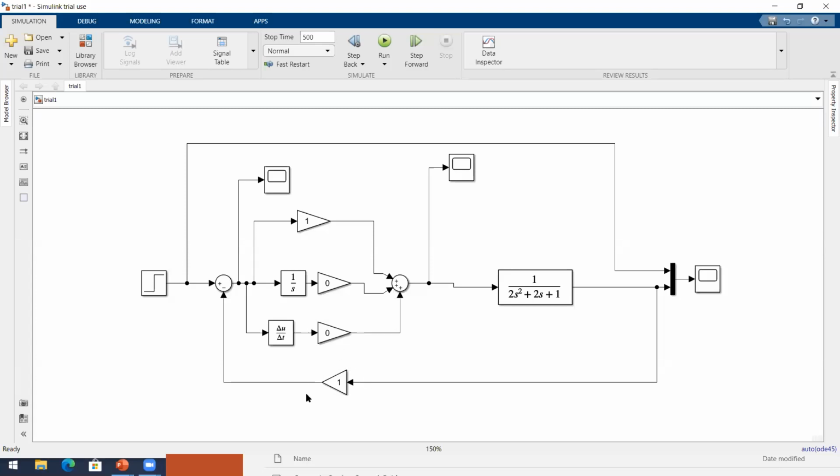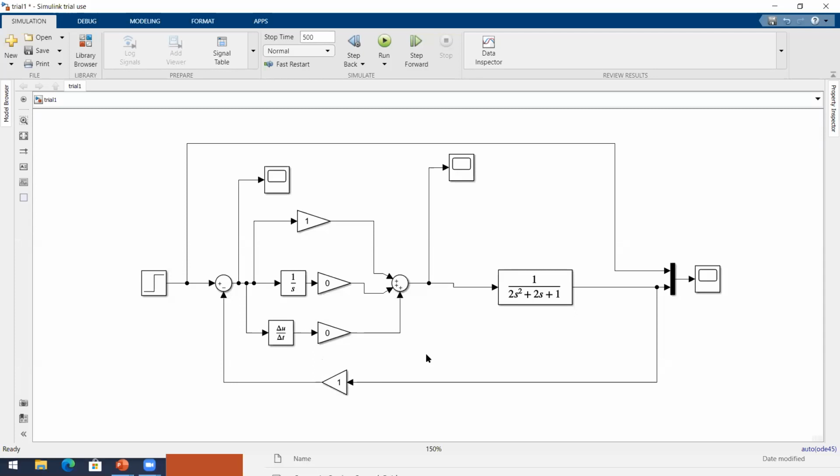What is this one? Feedback. Feedback system, sensor, sir. It is a unity feedback. Yes, sir. So unity feedback means what? You are not considering noise. You assume that the sensor is working perfectly. So that is what is called unity feedback.